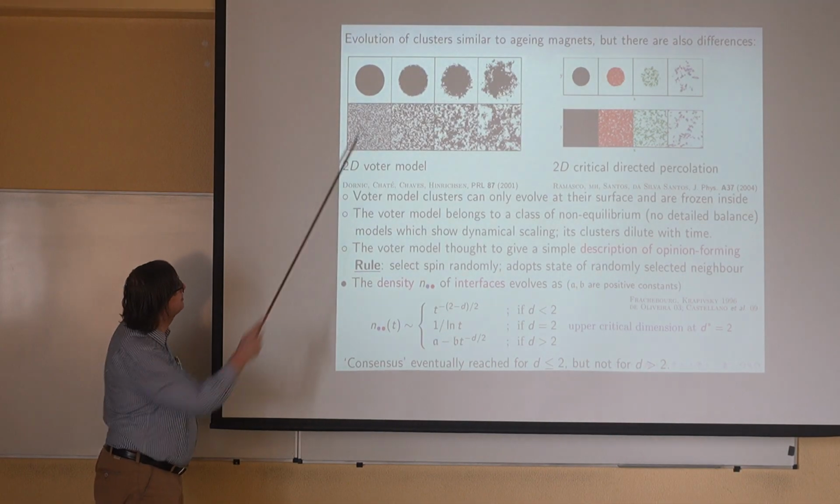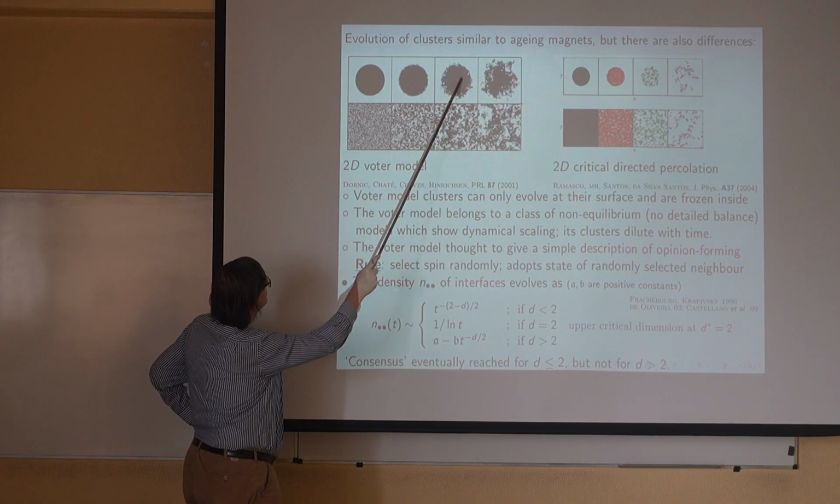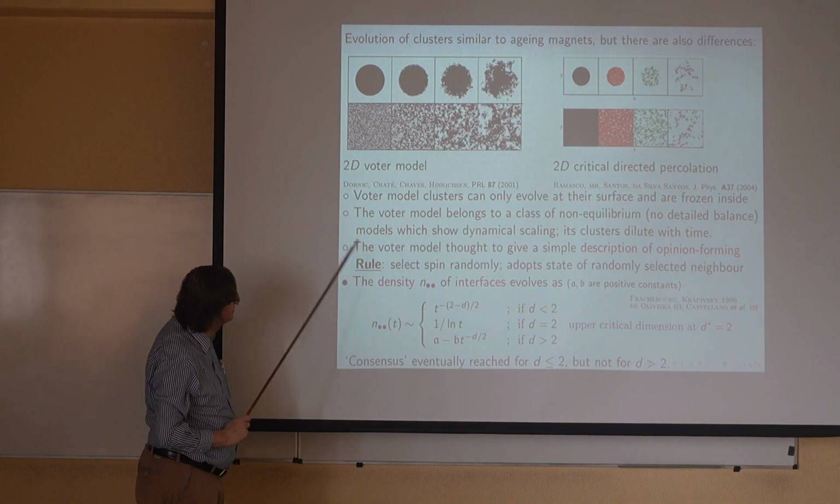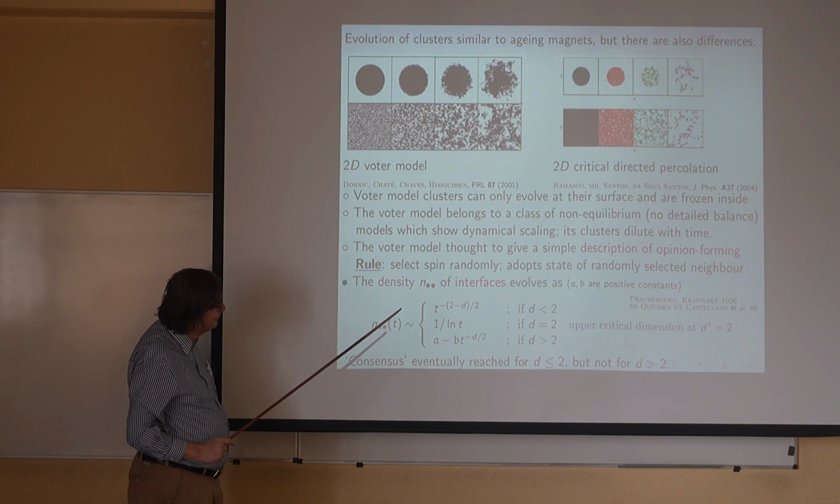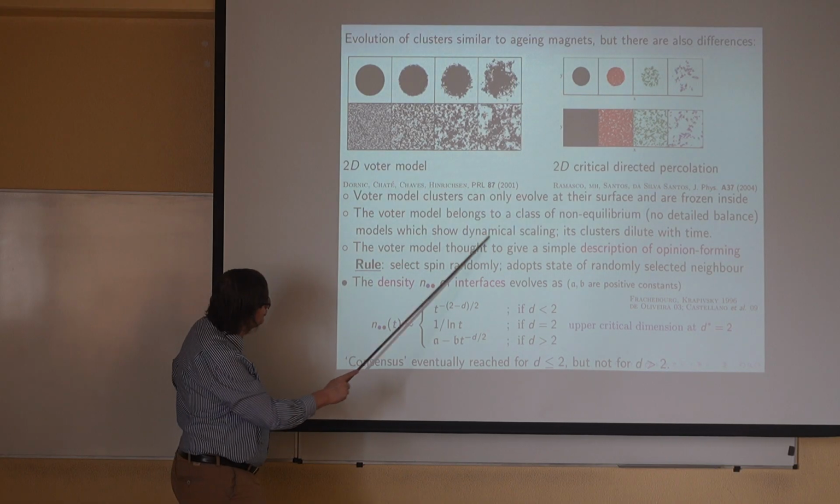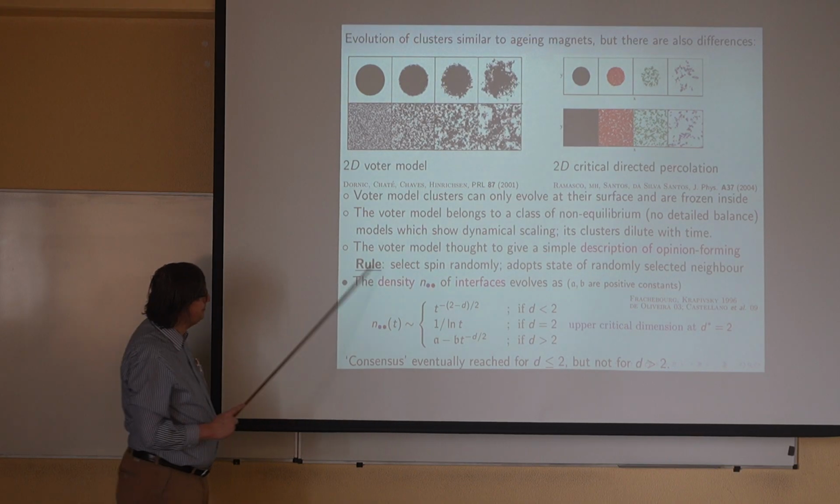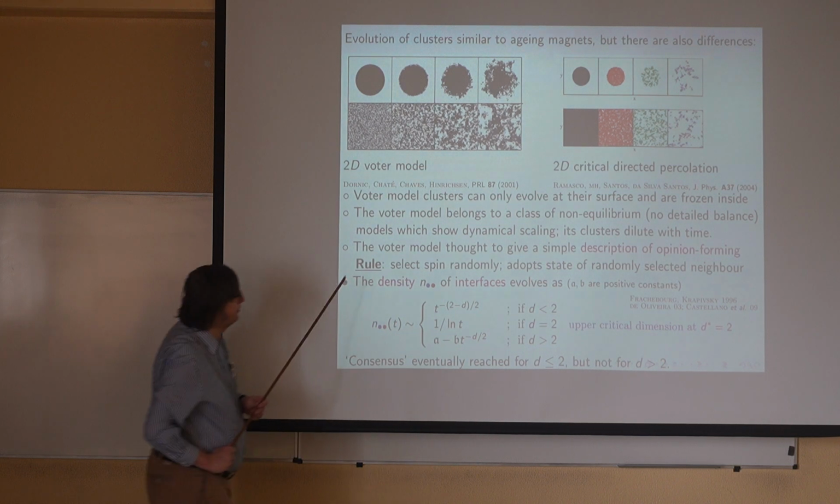Voter model clusters will only evolve at the surface. They cannot evolve on the inside, where they are frozen. It belongs to non-equilibrium systems. There's no detailed balance. It's not relaxing to an equilibrium state. But they show dynamic escape. The clusters dilute. Okay, it's a description of opinion forming.